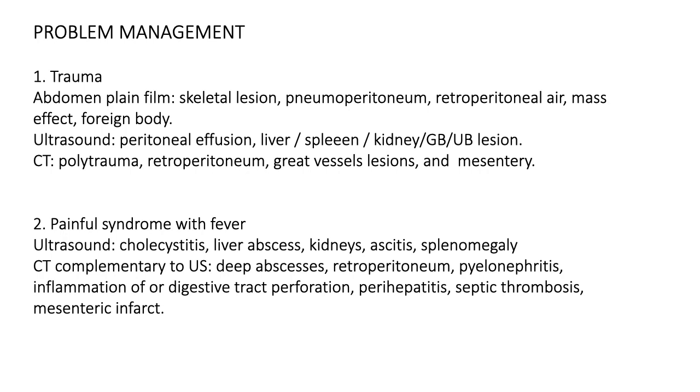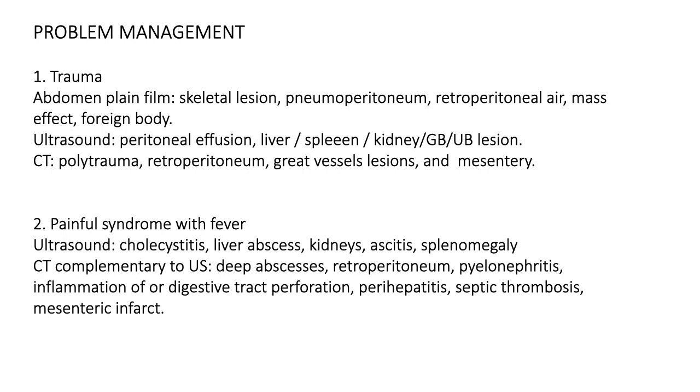So in case of trauma, for the patient with trauma you have to request abdominal plain film, ultrasound, and CT scan. You can see the abdominal plain film is to look for skeletal lesions, pneumoperitoneum, retroperitoneal air, mass effect, and foreign body. With ultrasound, you also have to look for peritoneal effusion, the liver, spleen, kidney, and urinary bladder lesions. In CT, if it was a trauma, you have to look at the retroperitoneum. This is complementary to ultrasound, for grievous lesions and mesenteric lesions.